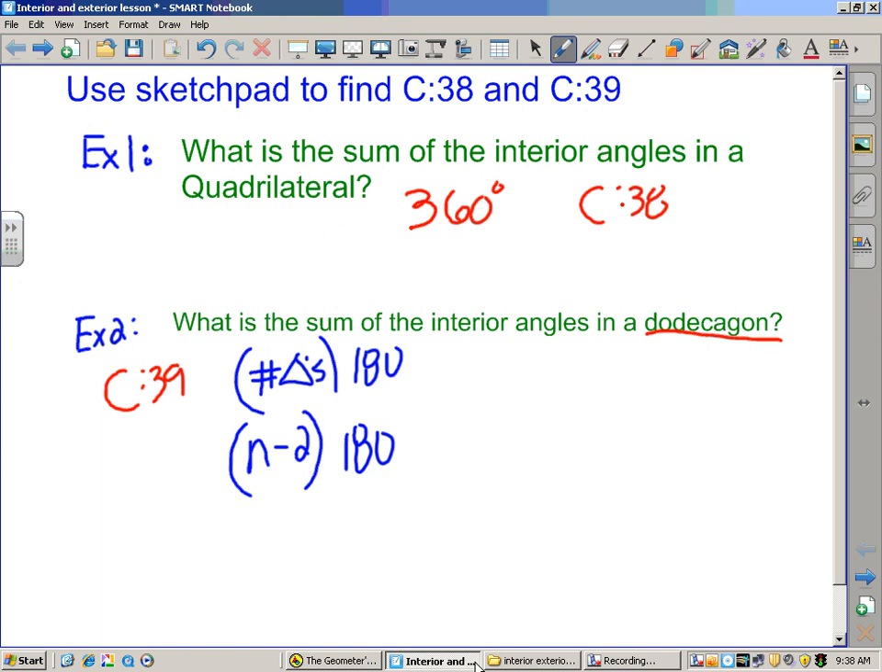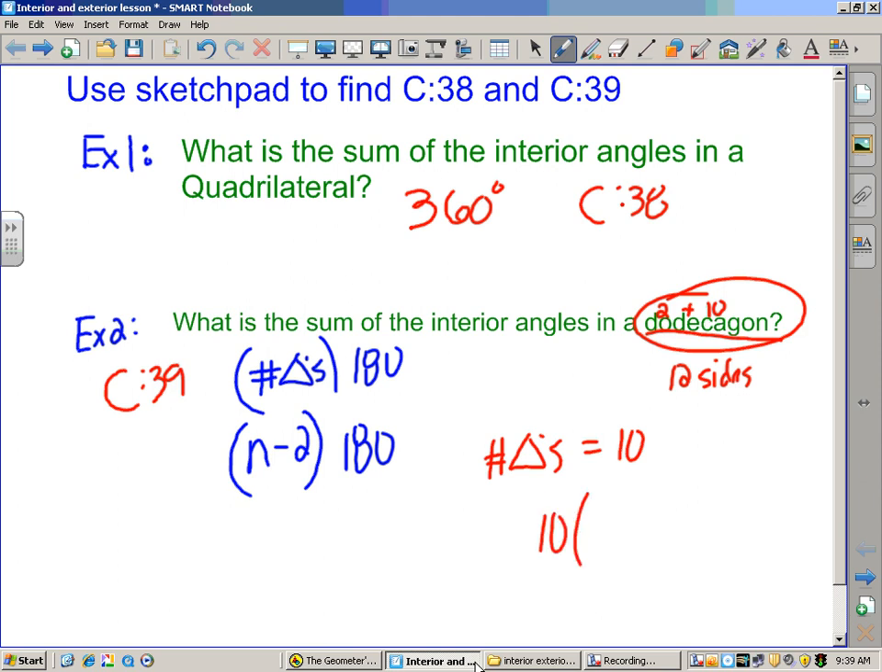If you wanted to find out the sum of the interior angles in a dodecagon, what's the first thing you're going to have to know? Yeah, how many sides in a dodecagon? If you don't know that, then you're probably not going to be able to find the sum anyway. Remember my mnemonic again was do was 2, deca was 10, so you're right, 12 sides. So if there's 12 sides, how many triangles are there? There's 10 triangles.